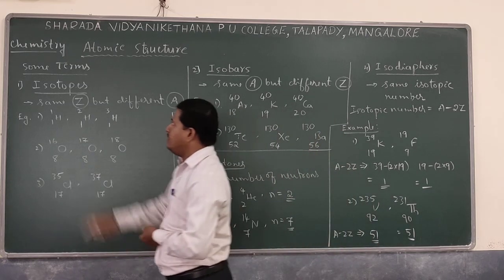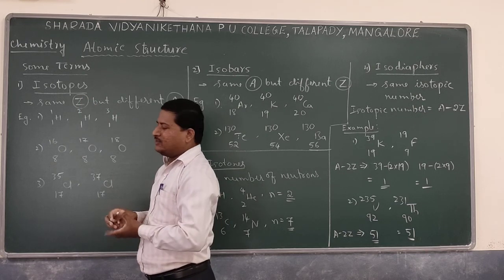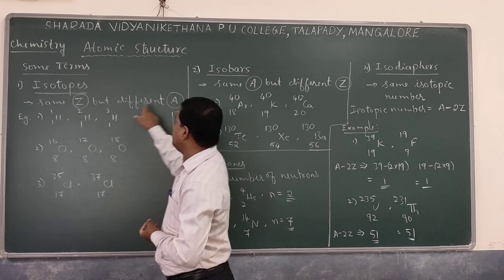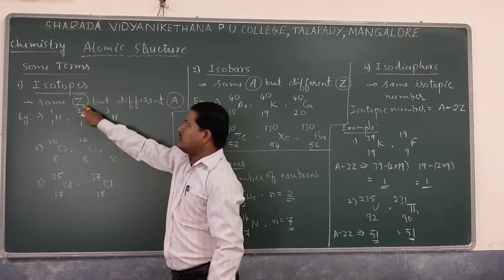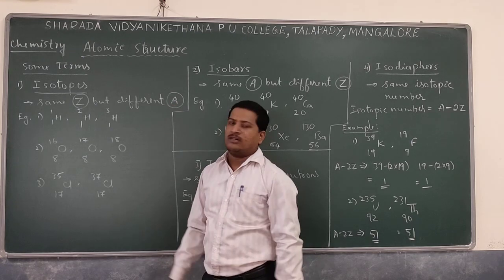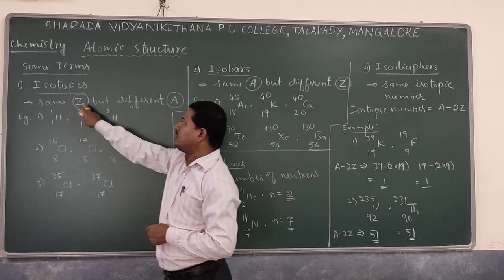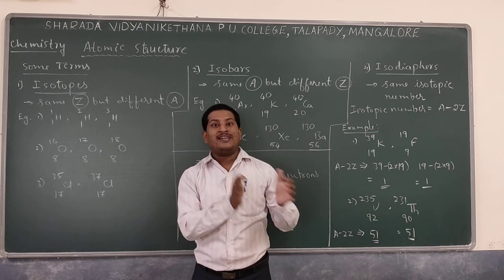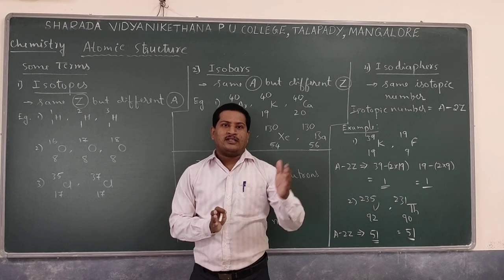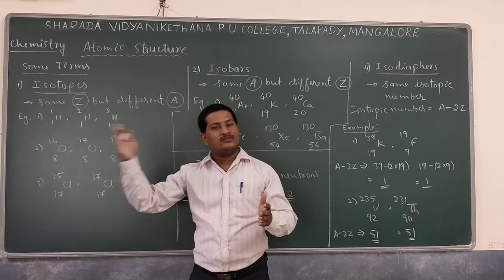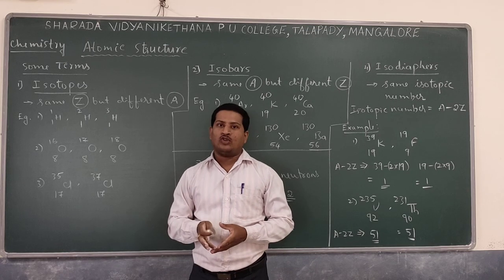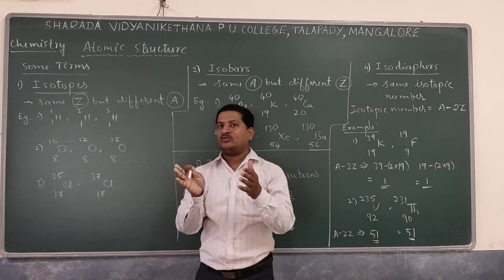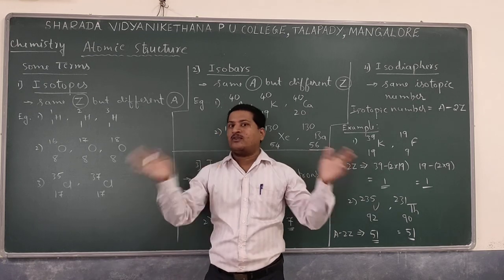Let us go with the first, isotopes. What are isotopes basically? Isotopes have the same atomic number but different mass numbers. Z stands for atomic number, A stands for mass number. A set of species having the same atomic number but different mass numbers are nothing but isotopes. Normally isotopes are observed from the same element. Hydrogen has its own isotopes. Chlorine has its own isotopes. Carbon has its own isotopes. Similarly, nitrogen has its own isotopes. So isotopes are observed from the same element, not from different elements.